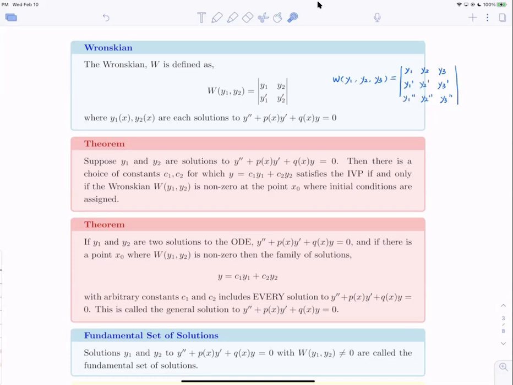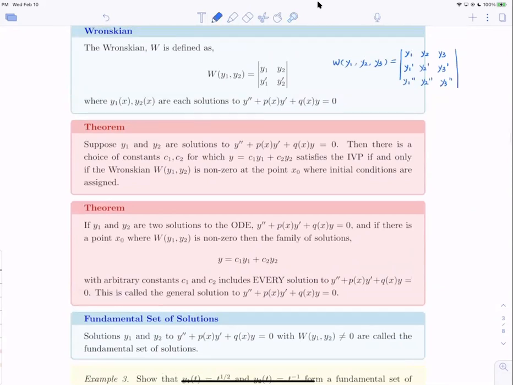And we have 2 theorems. Oh, by the way, I forgot to mention, if your Wronskian is non-zero, then the solutions are linearly independent. So if they ask you whether the solutions are linearly independent, then you need to check if the Wronskian is non-zero. Does that make sense?